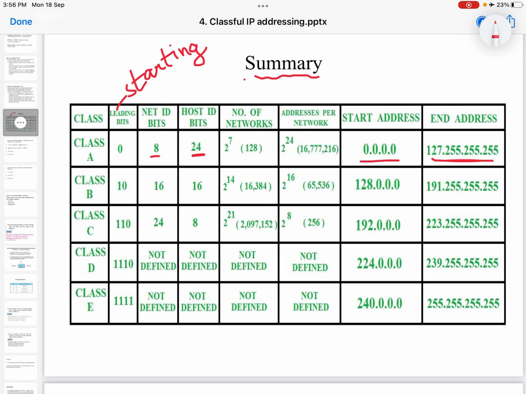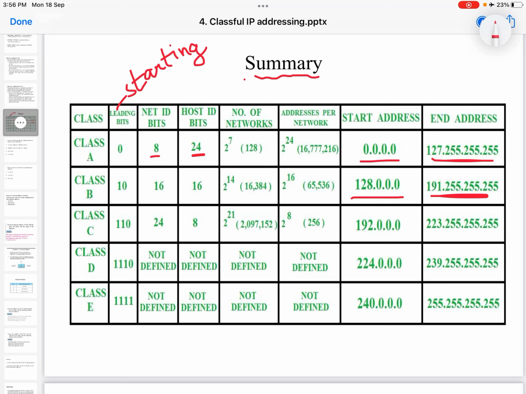Class B starting bits are 10. Net ID bits 16, host ID bits 16. Number of networks 2 raised to 14. Addresses per network 2 raised to 16. Start address 128.0.0.0, end address 191.255.255.255.